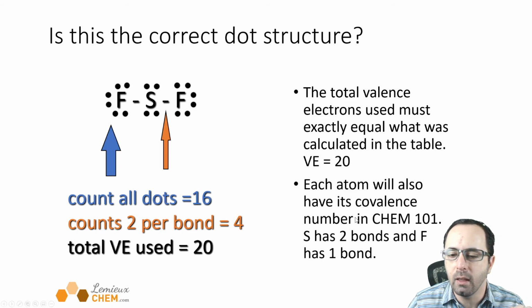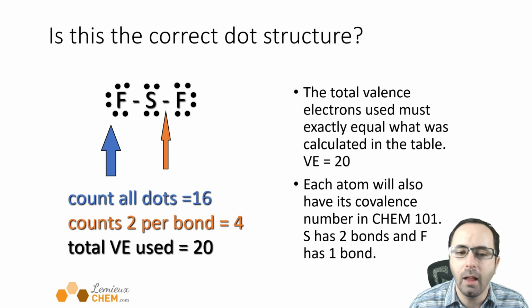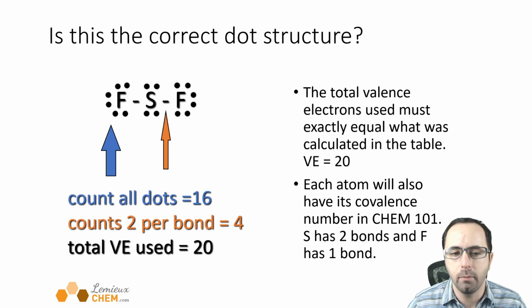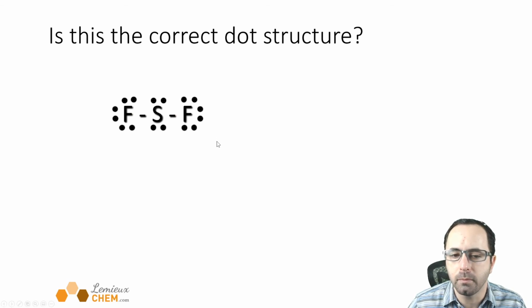And then finally, we should check covalence number. Each atom will have a number of bonds equal to its covalent number in Chem 101. However, in later classes, if you take more chemistry, this won't always be the case, but for my class, it will be. So we should check, are the covalence number rules being obeyed? Well, the covalence number rule was that fluorine should make 1 bond, and each fluorine is making 1 bond. And sulfur should make 2 bonds, and the sulfur is making 2 bonds. And so our covalence number rules fit here.